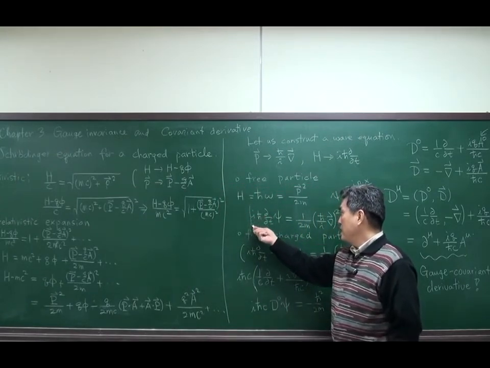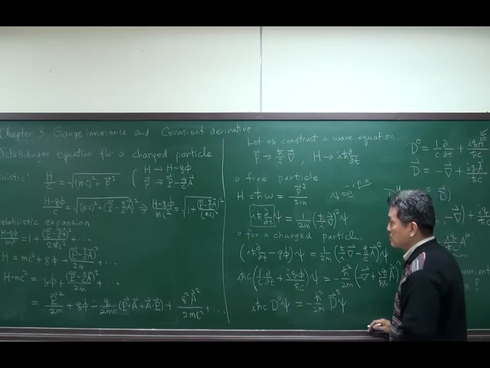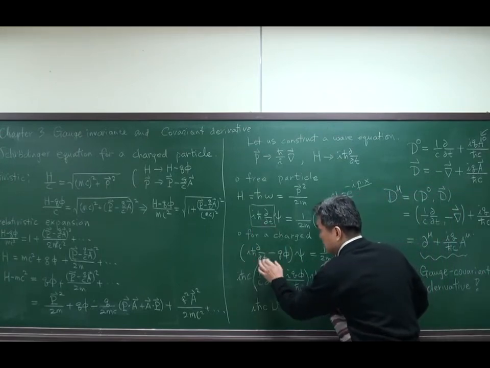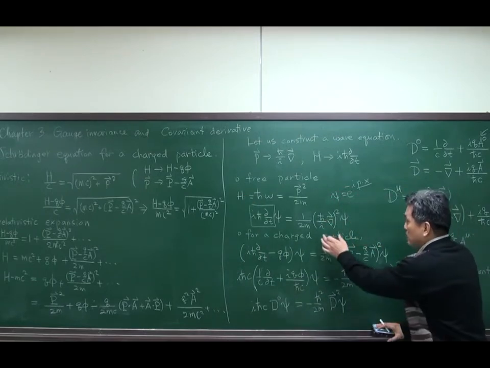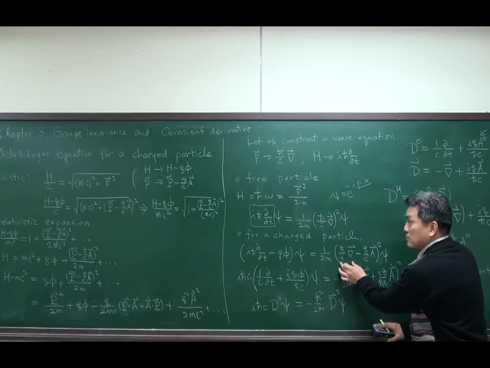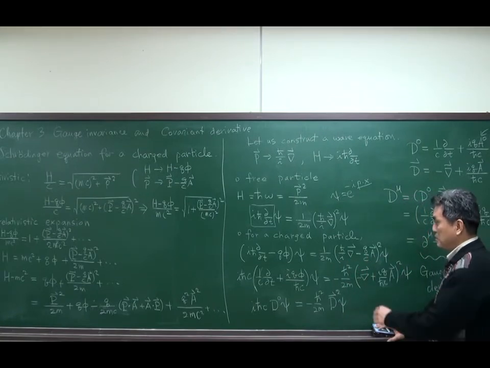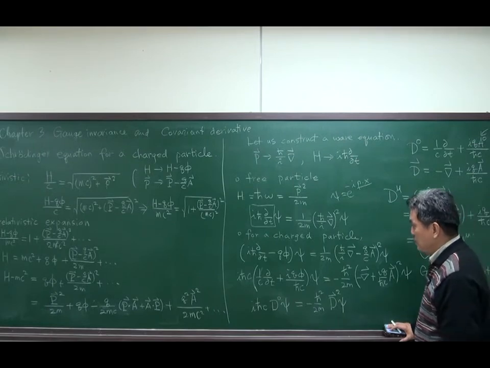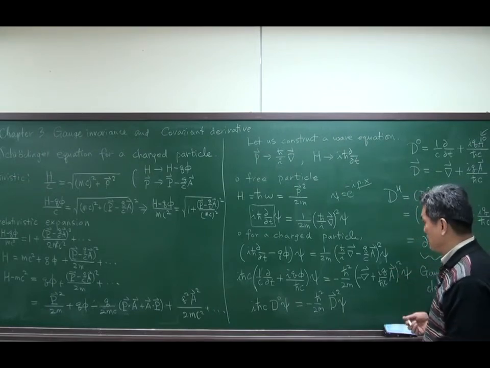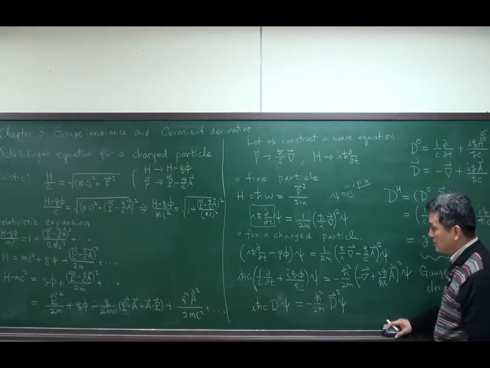We remember this is the Hamiltonian. That is the energy of the particle. So the Hamiltonian is replaced by the Hamiltonian subtracted by the electrostatic potential. And this is the momentum. The momentum is subtracted by q over c times the vector potential. So this is the Schrödinger equation for the charged particle. Let us go ahead and find some more general relation that can be extended to the relativistic case.